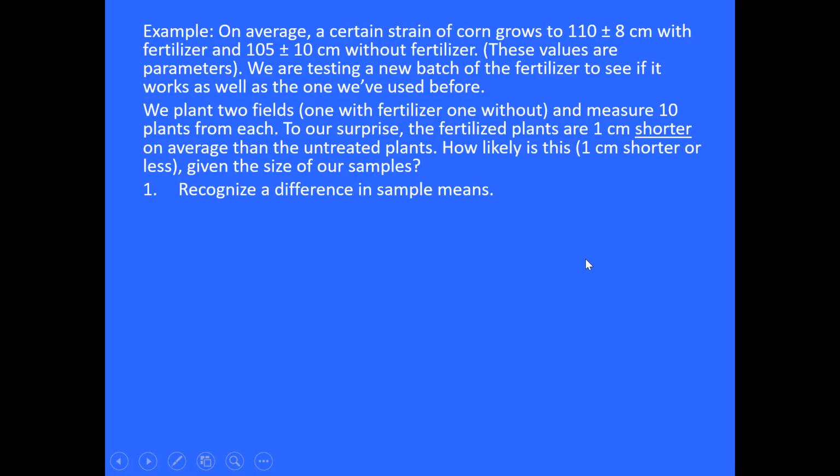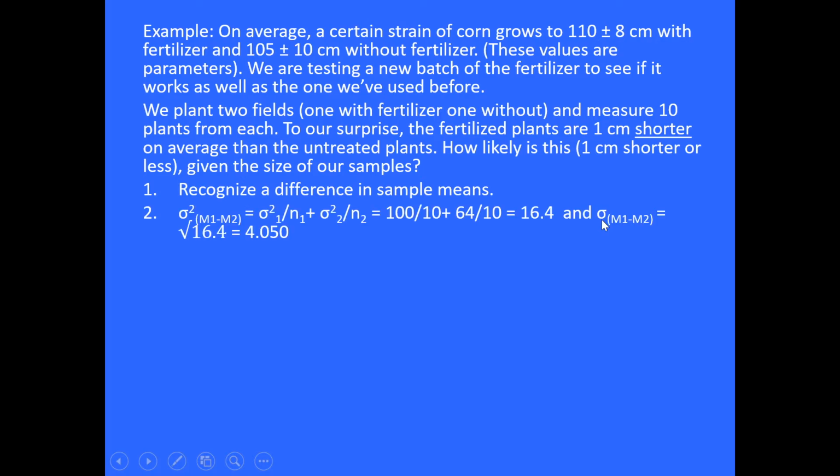Well, let's first of all recognize this as a difference between means. Because what we're going to be working with is a group of fertilized plants and a group of plants that aren't fertilized. We calculate two means, we compare them, and the means are 1 centimeter apart from one another.